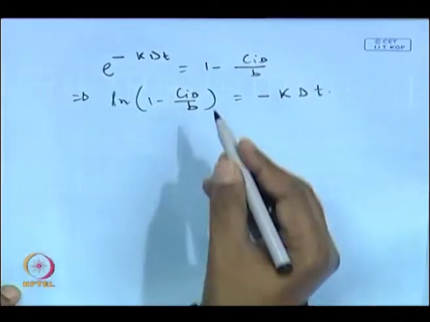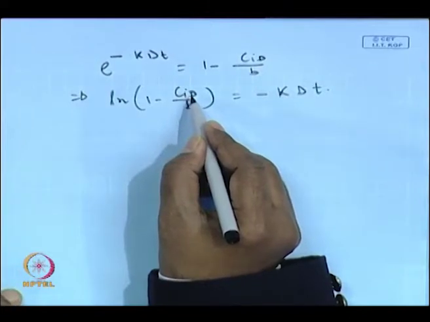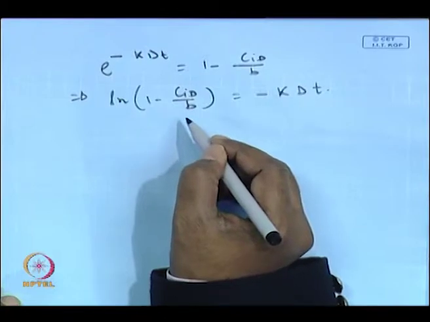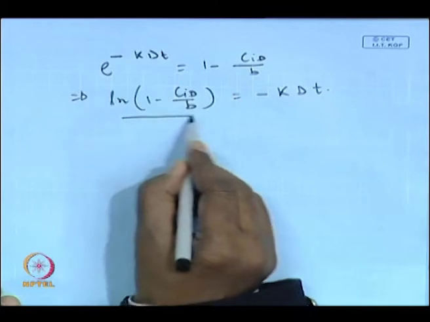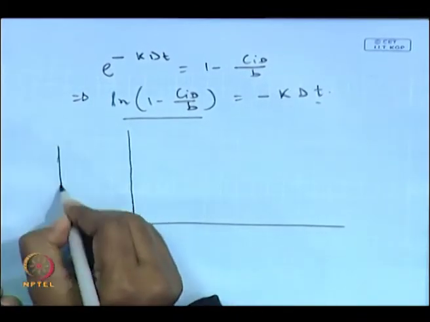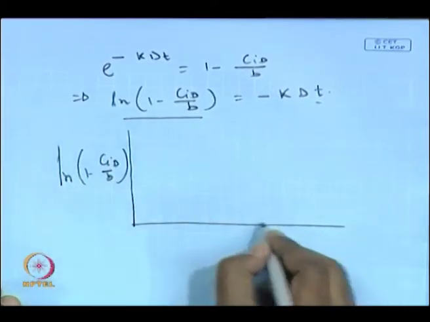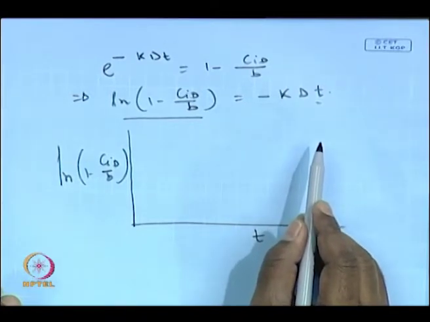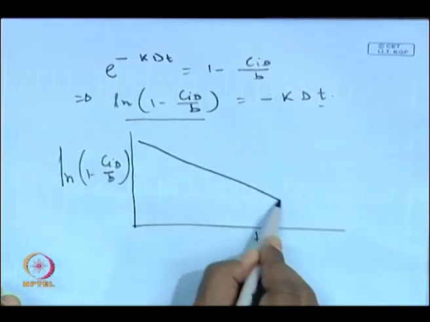So, now since you are monitoring the value of C_ID at every point of time, and b is basically the quantity C_IF naught into V_F by V_F plus V_D, that is known to you. You plot this quantity versus t. If you plot ln(1 minus C_ID by b) versus t, you are going to expect a straight line with a decreasing slope because of the minus sign. So, you are going to get something like this.